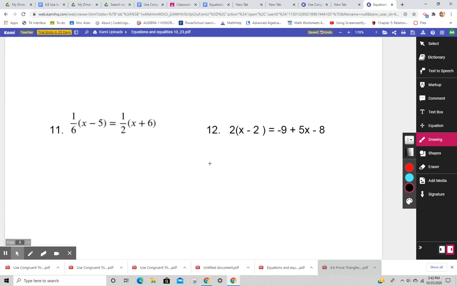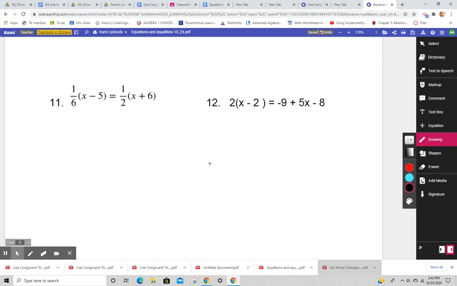Let's go to number 11. Number 11 is just like number 10, so we need to get rid of the fractions first. So let's multiply through by the least common multiple, which is what in this case? If you said 6, 6 is right. All right, 6 times 1 is 6, and 6 divided by 6 is just going to be 1.